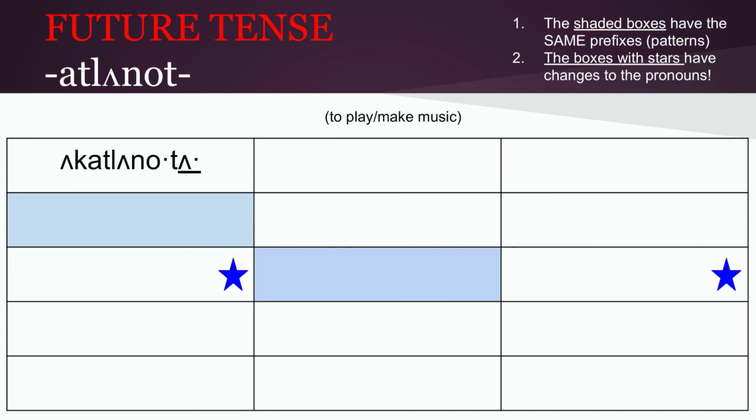Here's the future tense chart. This is a study tool as well. You'll notice the two highlighted boxes. Those have to do with future tense prefix patterns. The two with the stars, those are pronoun changes. All right, take a screenshot of this and use it to help you study.